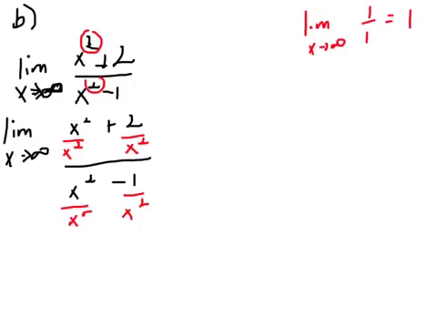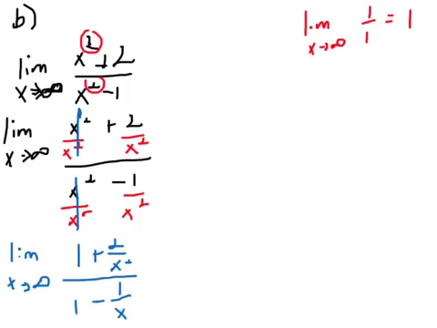Now, x squared over x squared turns into 1. And this x squared over x squared turns into 1. And so what that leaves me with, I'll just continue in blue here, is 1 plus 2 over x squared, over 1 minus 1 over x squared. Now, I'll plug my infinity in for my x, and I'm just going to do that by putting the infinity over the x's here.